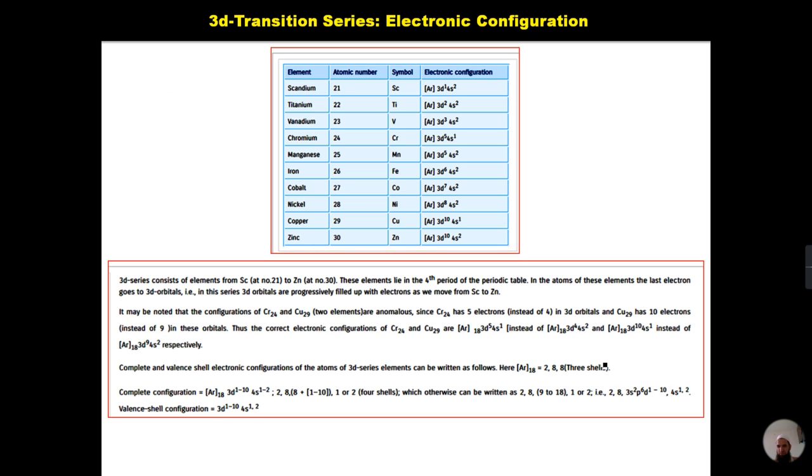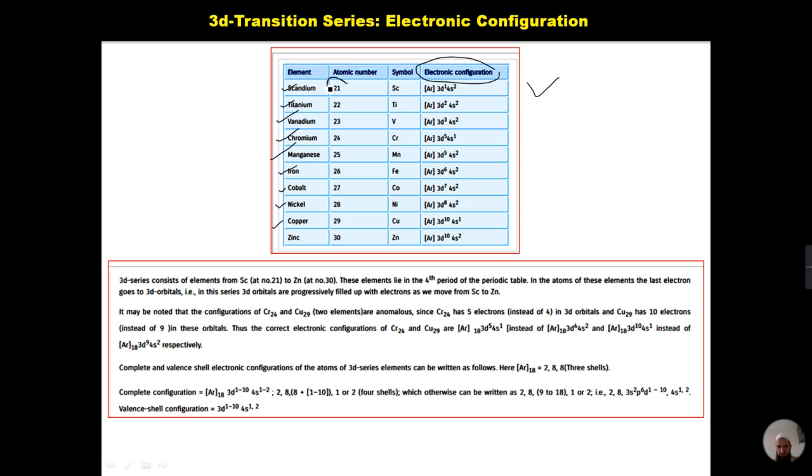This is our topic today, to the point, talking about the electronic configuration of the 3D transition series. We'll start. In the 3D transition series, we have scandium, titanium, vanadium, chromium, manganese, iron, cobalt, nickel, copper and zinc. Now this is the atomic number, this is your symbol. Now this column is important, electronic configuration. So it's actually argon. If we see with the first element, argon 3d1 4s2.